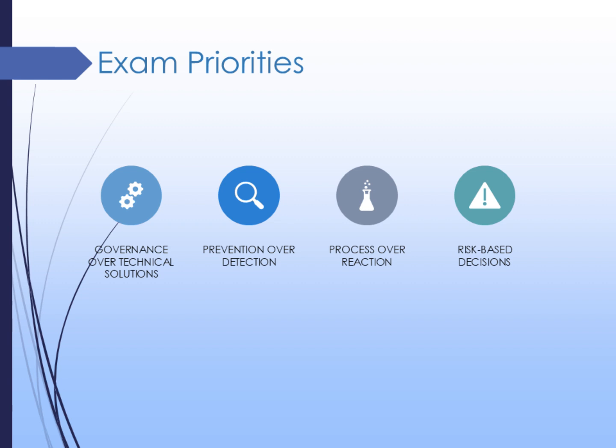The correct answer is often the one that best reduces business risk, protects critical processes, or aligns with governance and control objectives. As you practice questions, constantly look for these patterns: governance over technical detail, prevention over reaction, process over isolated fixes, and decisions driven by risk and business impact. Recognizing these priorities can significantly improve both speed and accuracy during the exam.